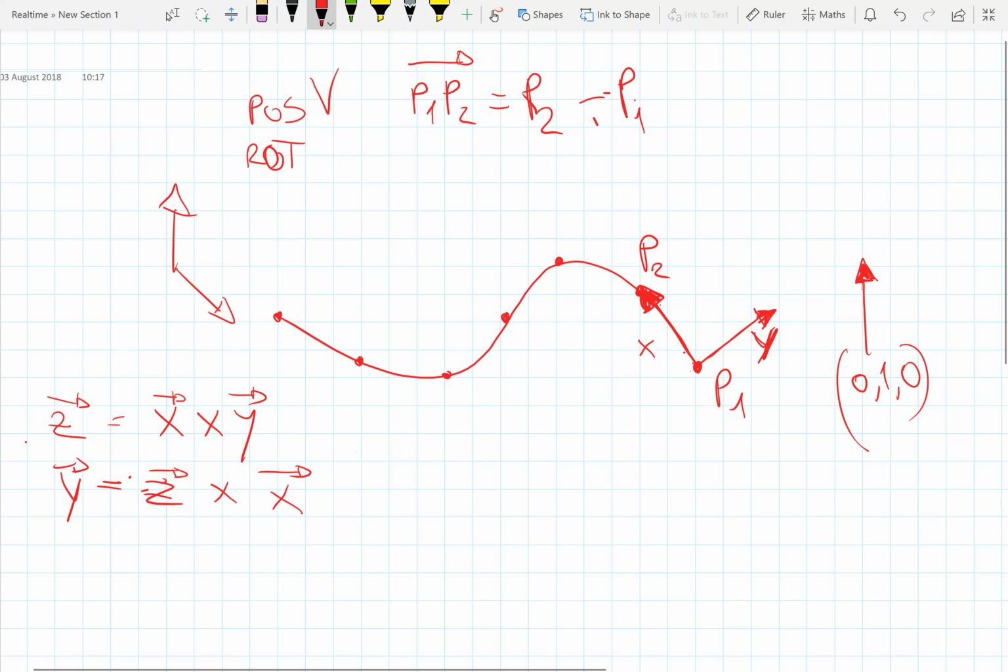Now we want to compute the second frame, the one at P2, using P2 and P3. So as usual, we compute first the aim vector. Second, we need another up vector to compute z.